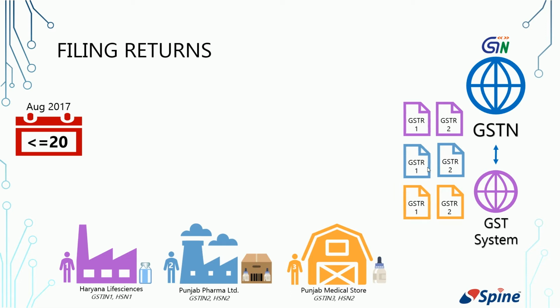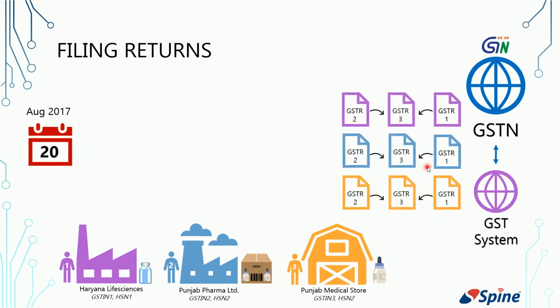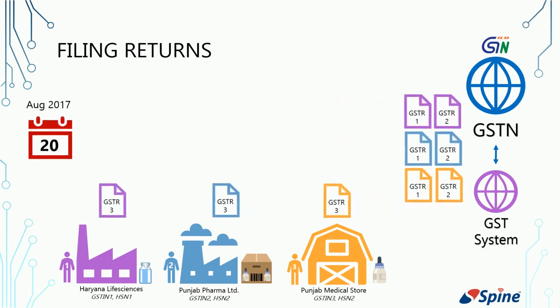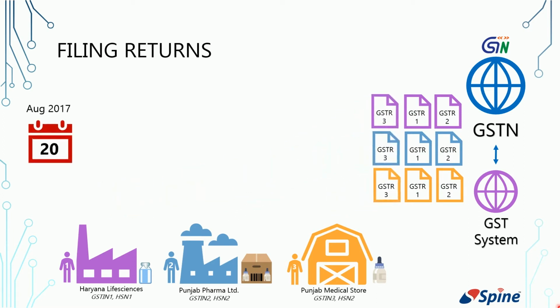Now, on August 20th, that is, the 20th of next month, the GST Portal automatically prepares GSTR3. GSTR3 is the monthly return of inward and outward supplies, which includes the details of both GSTR1 and GSTR2. GSTR3 is sent to all the taxpayers on the 20th of August. They are expected to check all the details and submit on the GST Common Portal on the 20th itself. This completes the return filing process.